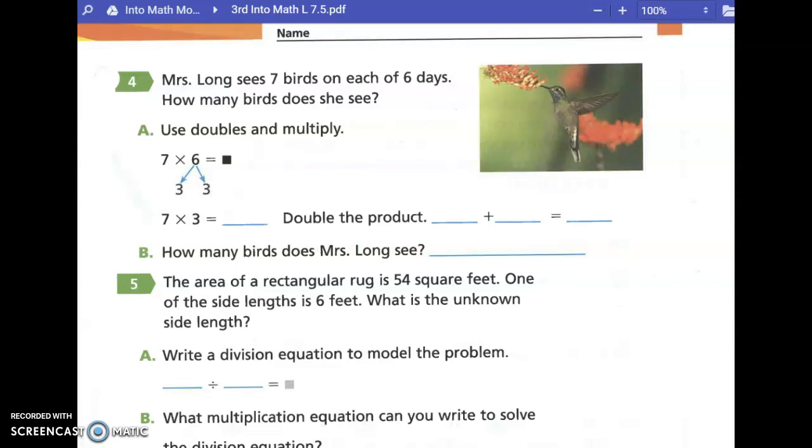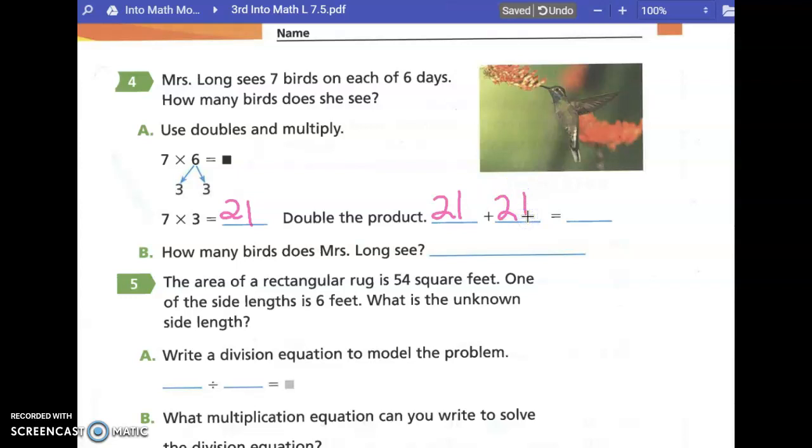We could count by 3s. 3, 6, 9, 12, 15, 18, 21. So 7 times 3 is 21. Double the product. What's the product? 21. So 21 and 21. That's pretty easy.